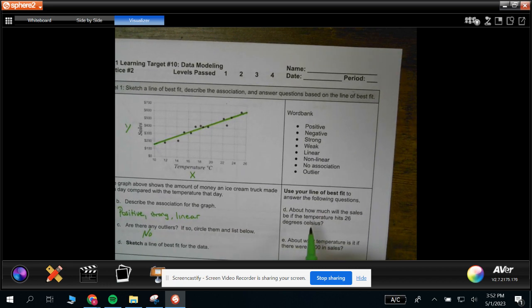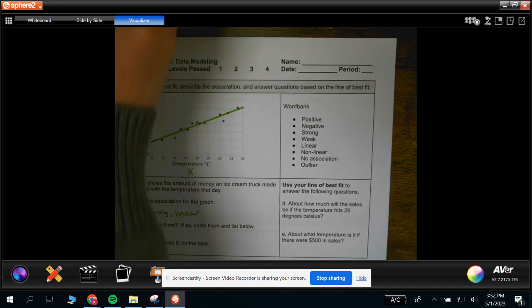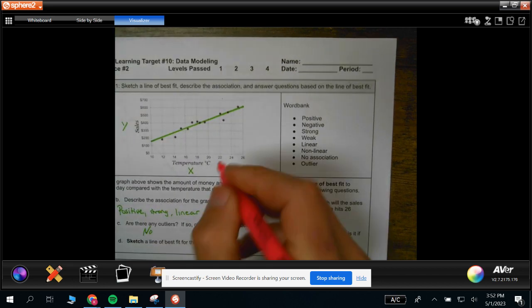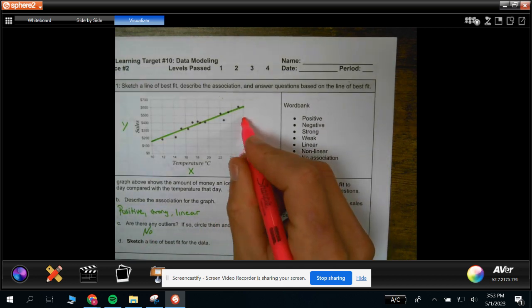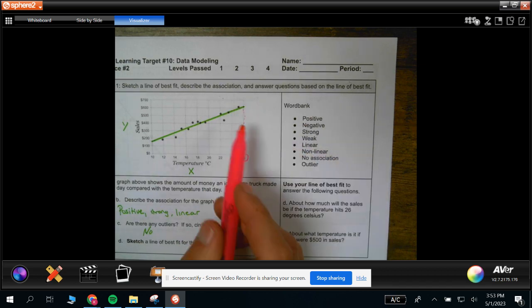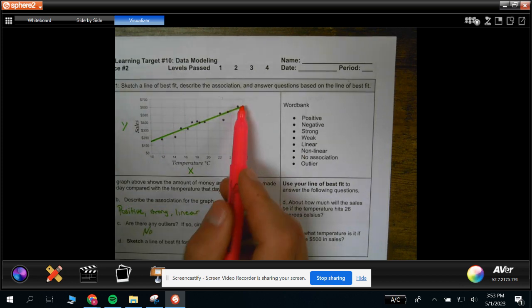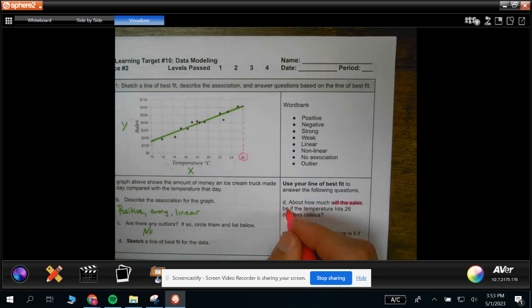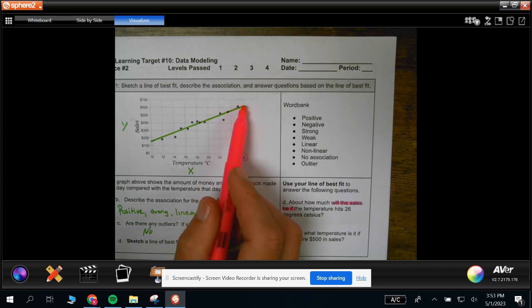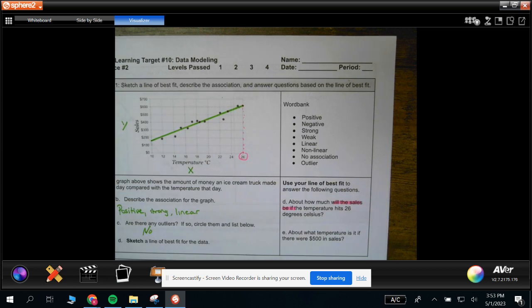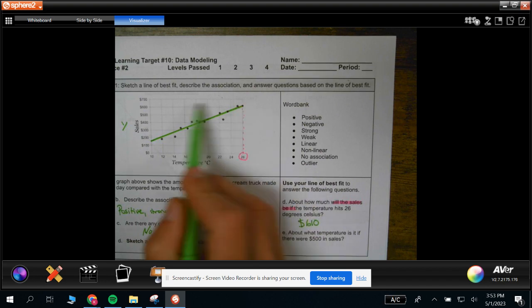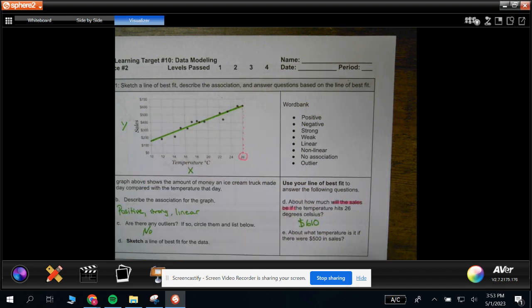About how much will the sales be if the temperature hits 26 degrees Celsius? So 26 degrees Celsius is right there. I'm going to track up to see what my line says, and it says right there. So that's where on my line I have a point that is 26 degrees Celsius. Now I want to know, how much will the sales be? Well, I have to see what the y value is at that point. It's a little bit above this line, so I might say it's approximately $610. It's a little bit above that 600 line right there.